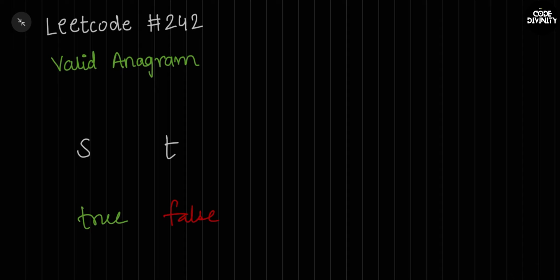Now let's see what is an anagram. Two strings S and T are said to be anagram to each other if all the alphabets which are occurring in S are exactly equal to the occurrences of same alphabet in T. In that case, we will say that both of these strings are anagram to each other.